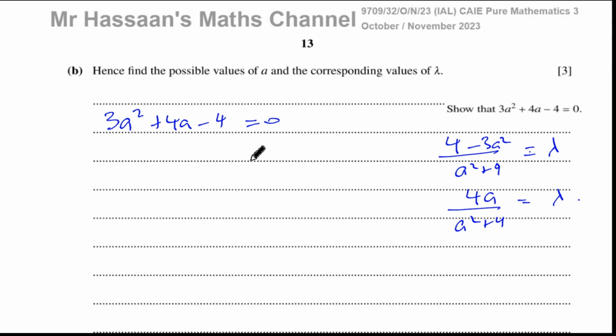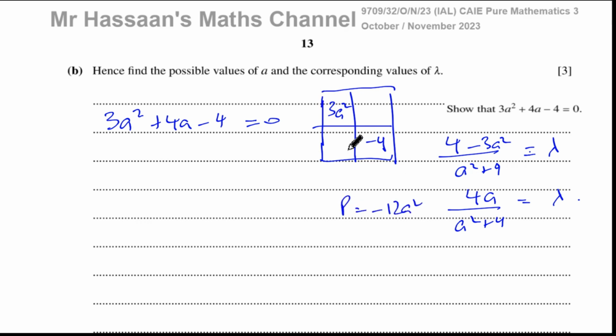So now, to solve this, I'm going to try to factorize it. Let's see if we can factorize this. I think we should be able to. From the numbers, it looks kind of like it can be. So I've got 3a squared and negative 4. The product of those two is negative 12a squared. I need to find two numbers. When you multiply them together, you get negative 12a squared. When you add them, you get plus 4a.